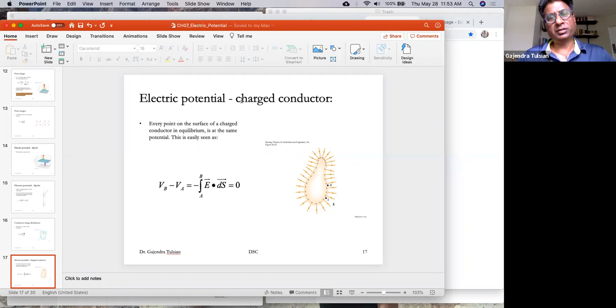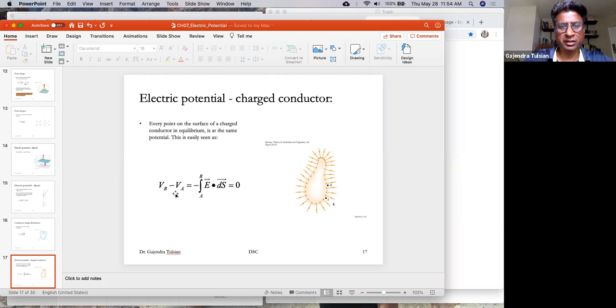What this is showing you is the electric potential on a charged conductor. The electric potential everywhere on the surface of a charged conductor is equal. So the surface of a charged conductor is an equipotential surface.